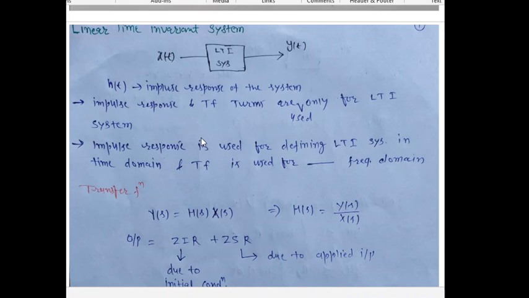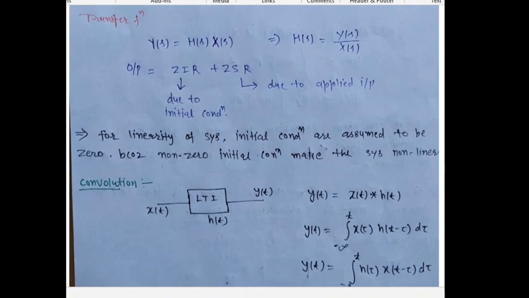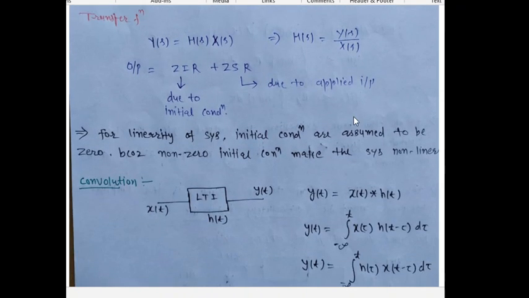If we give zero input, we should not get an output for the LTI system, because that makes the system not linear. If we get an output for zero input, it means our system is non-linear. So for linearity of the system, initial conditions are assumed to be zero, because non-zero initial conditions make the system non-linear. So we only consider the output for the zero state response.